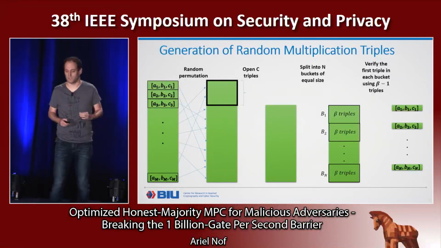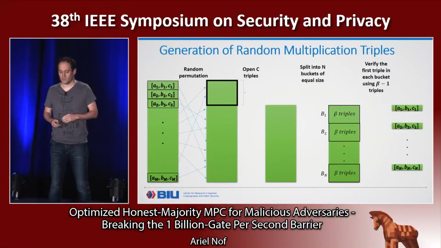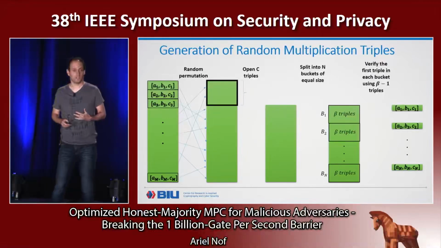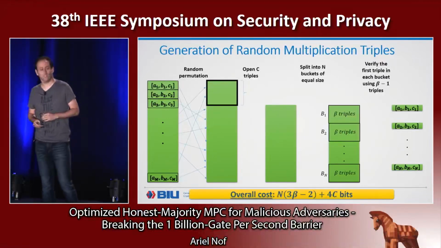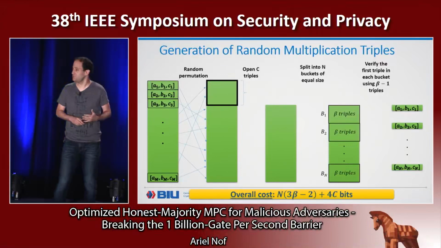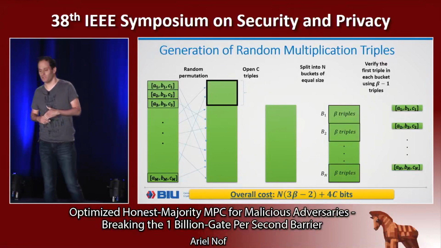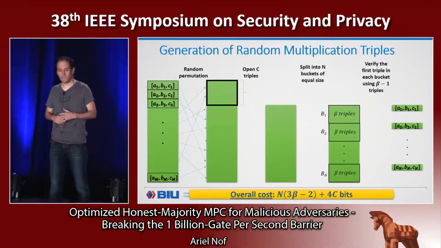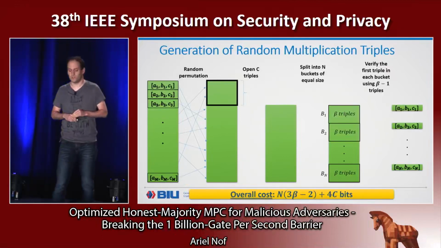n gates computations. So if we look at the communication cost of this process, we obtain this formula, okay, which, not surprisingly, depends on n, the number of triples that we output. Beta is the size of the bucket, and C is the number of triples that we open.